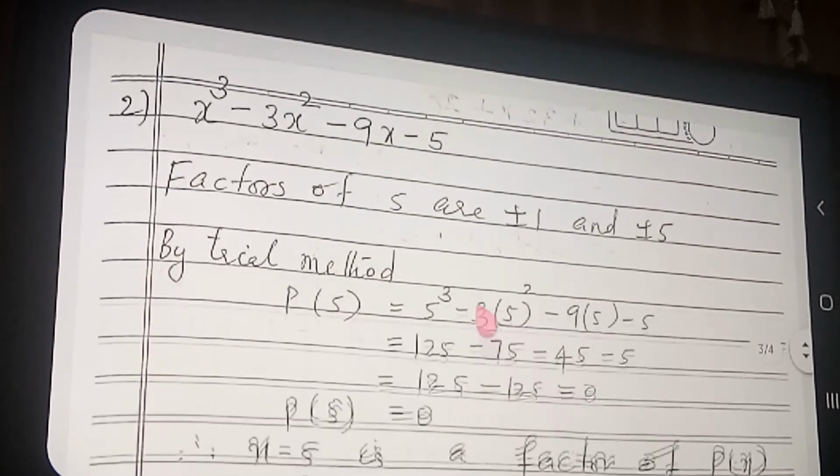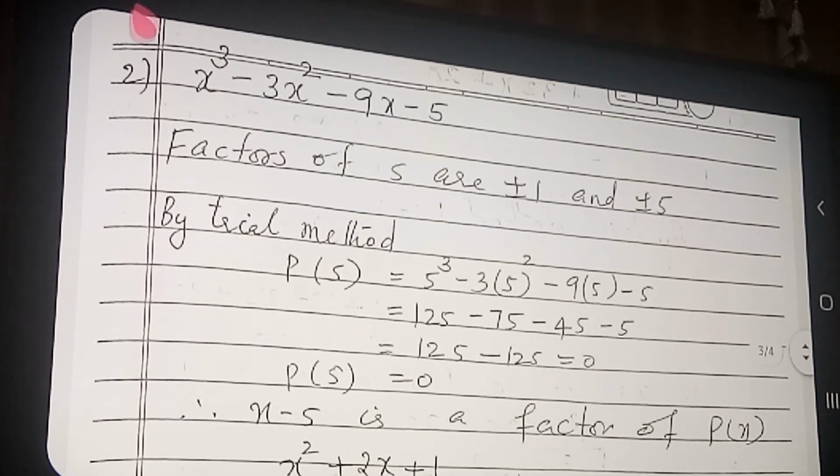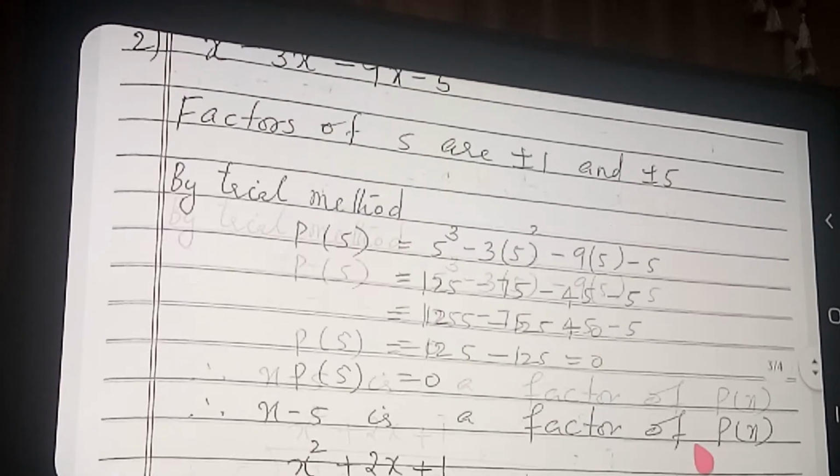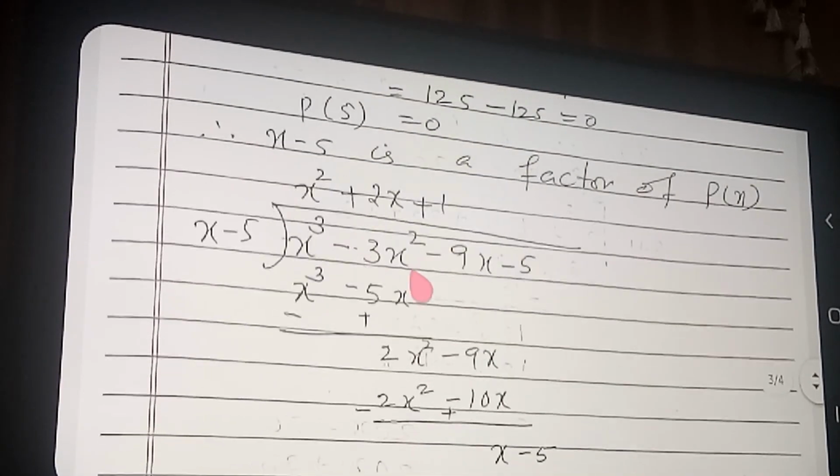Go to the next sum. This is also the same type of sum. Here the last number is 5. Its factors are either plus or minus 1 or plus or minus 5. I told you by the trial method you find out which is a factor: 1, minus 1, or 5. You got P of 5 equal to 0 here. Then P of 5 being 0 means that x minus 5 is a factor of P of x. So you remove x minus 5.